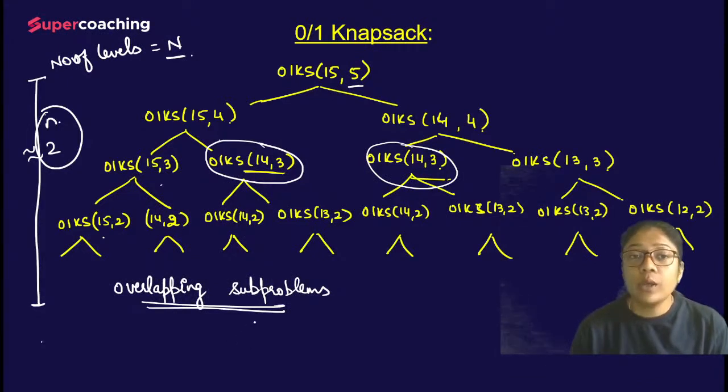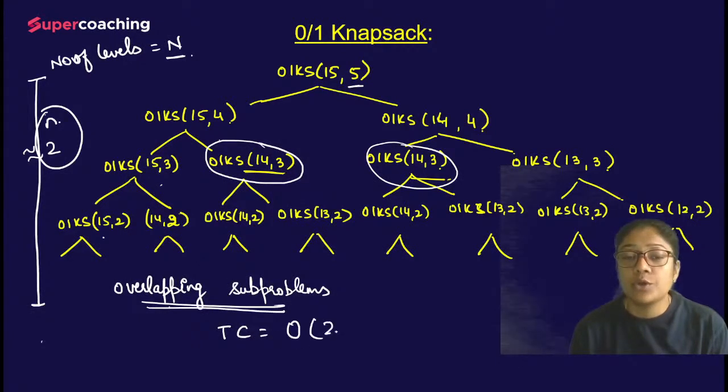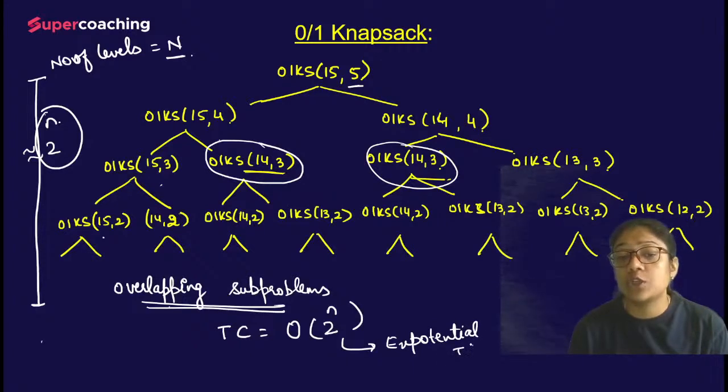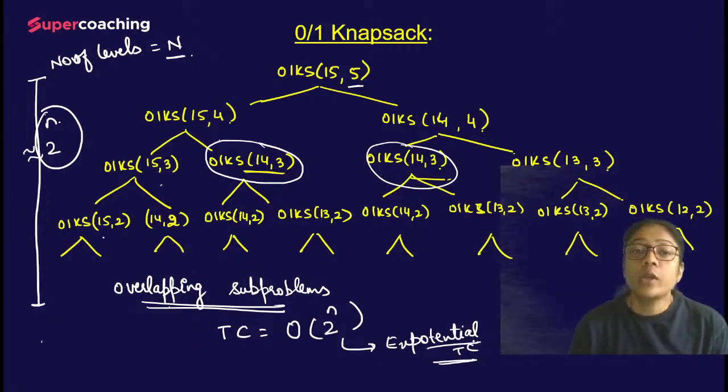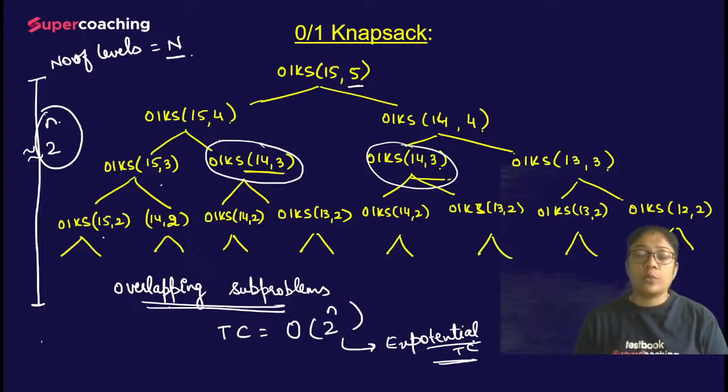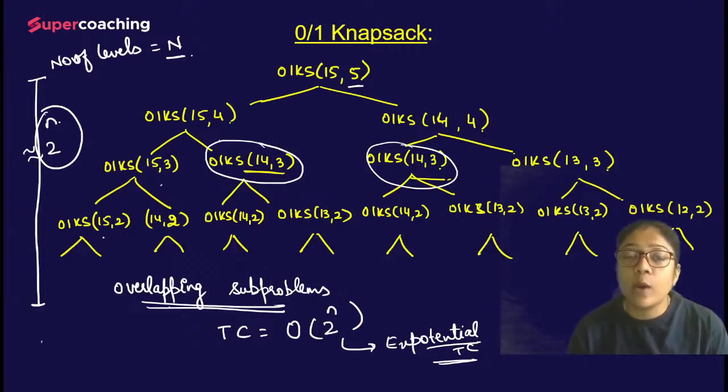So out of these function calls, majority of the problems will be the overlapping subproblems. So that is going to return the time complexity as 2 raised to power n. That is nothing but exponential time complexity, and we know that exponential time complexity is not acceptable in computer science. So in order to overcome this problem, we have the concept of memoization dynamic programming.